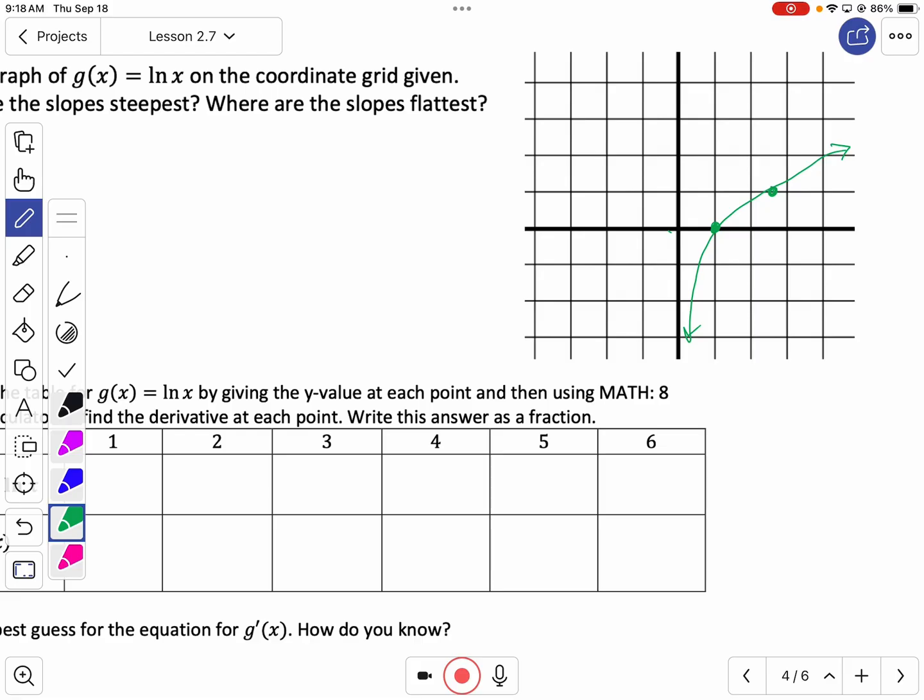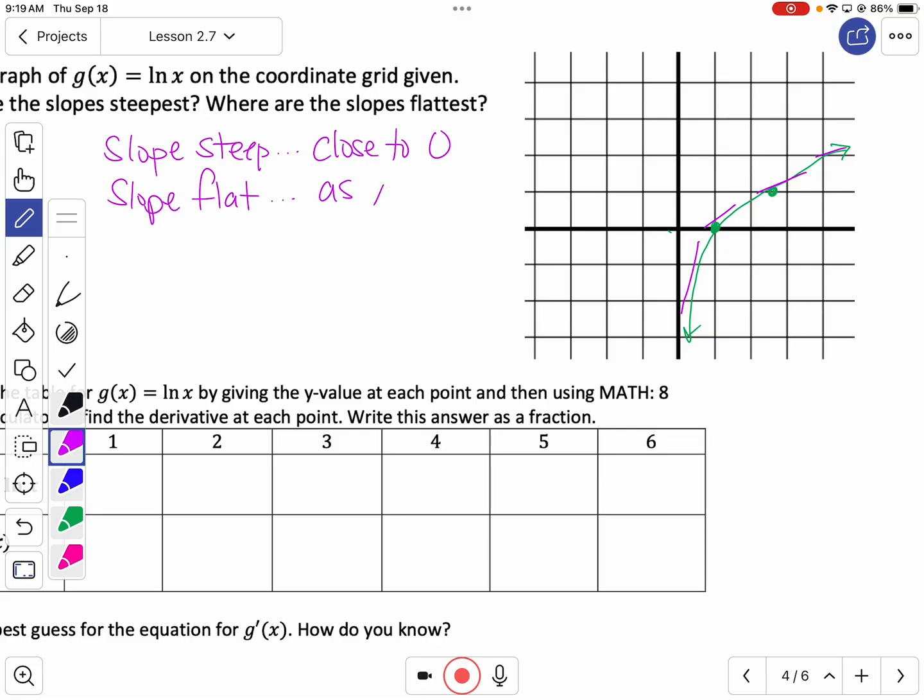Where do our slopes seem to be the steepest? Yeah, as we get closer and closer to x being 0. So slopes are steepest close to 0, and they seem to be flattest as x gets very big. I would agree with that. Again, just looking at the slopes, remember slopes are the same thing as our derivatives.